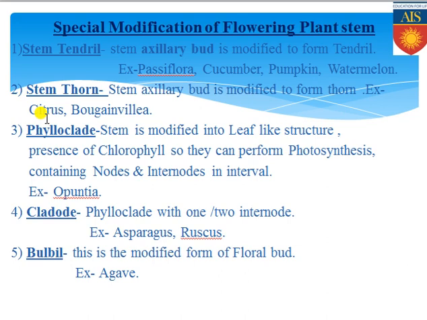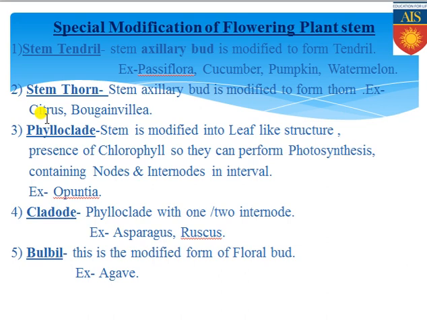If you go for the next special modification of the stem, that is the cladode, and cladode is also a modified version of the phylloclade. Why am I saying that? Because when the phylloclade is formed with 1 or 2 internodes, at that time that structure is commonly known as cladode. As an example, in asparagus and ruscus, this specific cladode structure can be found.